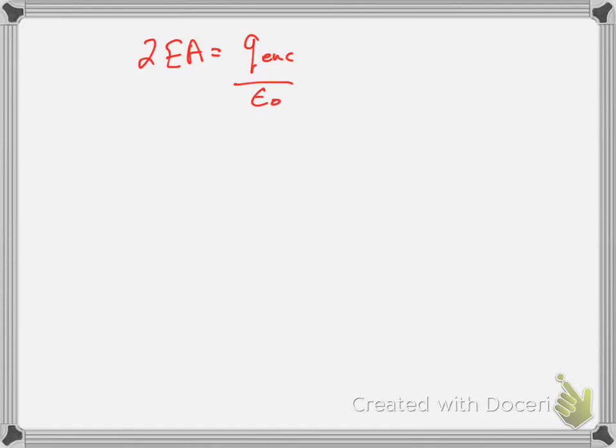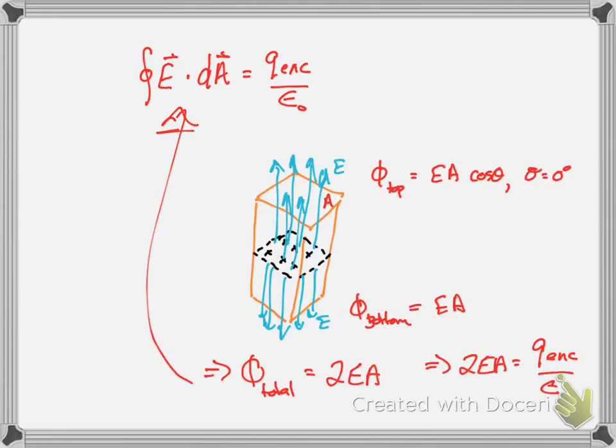We've got to ask how much charge is enclosed in that box. The amount of charge enclosed in the box is equal to the charge density times the area, right? Let's go back and look at how much charge is enclosed in that box. It's a part of the sheet that has an area A, and it has a charge density sigma. So since sigma is equal to the charge enclosed over the area enclosed, the charge enclosed must equal sigma times the area enclosed, which is just A.